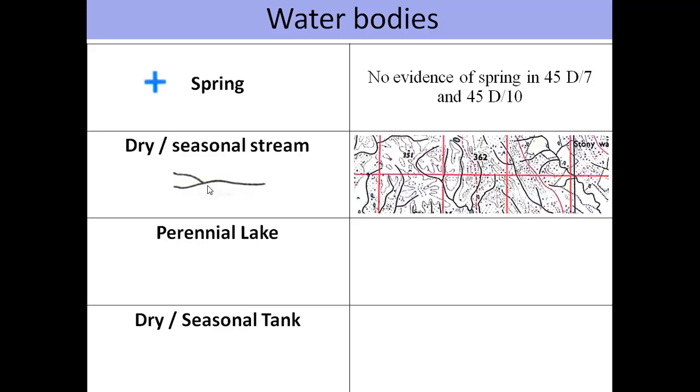Dry and seasonal stream on a topographical map. This is the symbol of a dry and seasonal stream. Seasonal stream means that these streams, shown in black color on the topographical map, only flow during the monsoon, and throughout the year they remain dry.